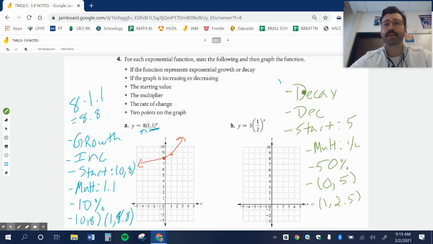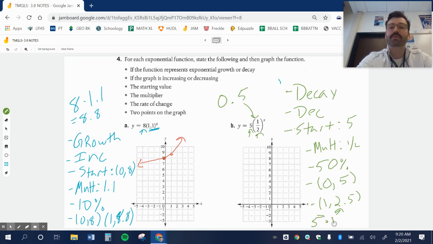Here we go. This is an example of exponential decay, because our multiplier is less than 1, which means it's going to be a decrease. Our starting value is 5, which comes from right there. Our multiplier is 1/2, which comes from right here. There was a 50% decrease. How do I know? Because 1/2 can be written as 0.5. It's the same thing. So that's 0.5 less than 1, which is just 50%. And then I got 2 points, (0, 5) and (1, 2.5). Remember, I get this 2.5 by doing 5 times 1/2. So my graph should look something like that.